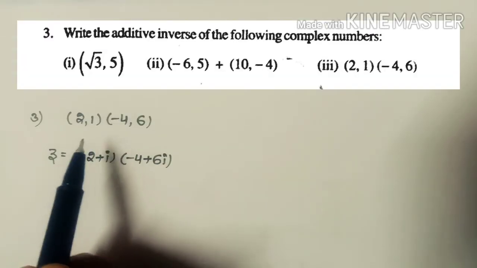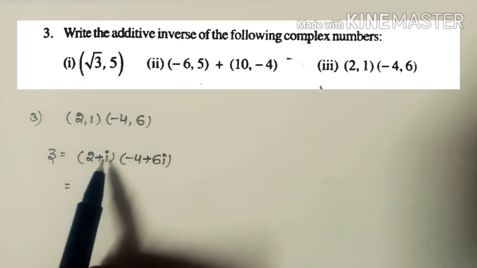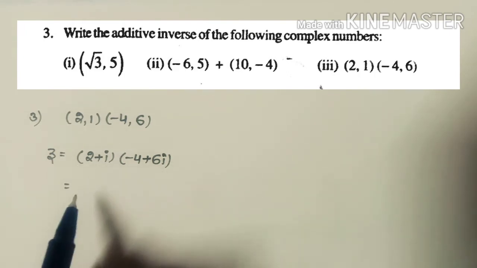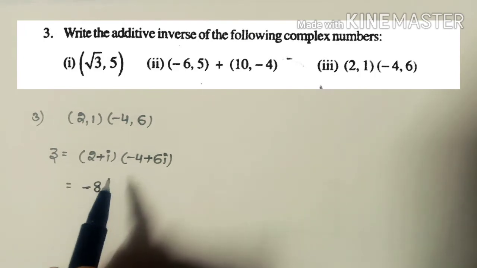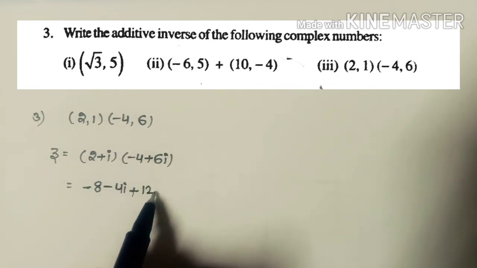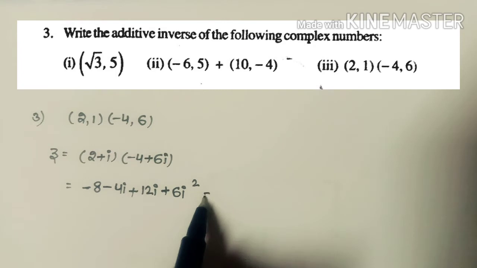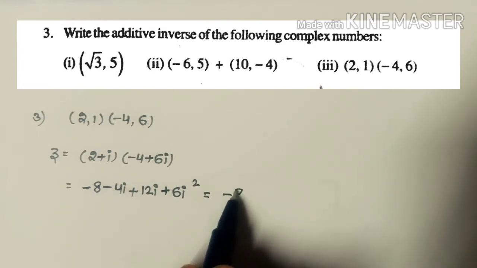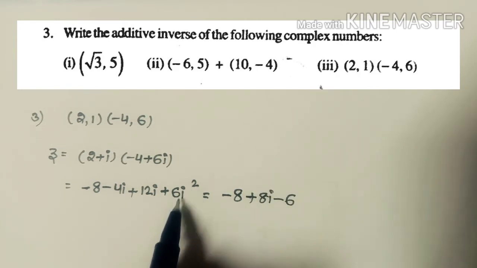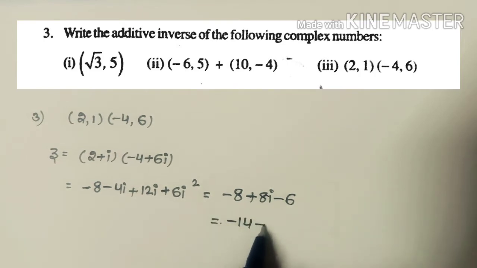That's all. Problem: (2, 1) into (-4, 6), that is z is equal to, here the first complex number is 2 plus i into the second complex number, minus 4 plus 6i. Now taking the product of the numbers: 2 into minus 4, minus 8, i into minus 4, minus 4i, plus 2 into 6i, 12i, plus i into 6i, 6i square, and this is equal to minus 8, 12i minus 4i plus 8i minus 6. Since 6i square, and i square is equal to minus 1, this becomes minus 6. Minus 8 minus 6 is minus 14, plus 8i.